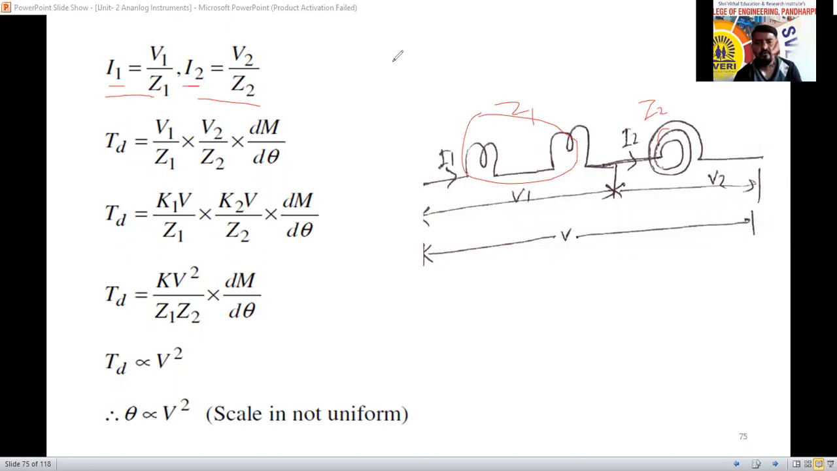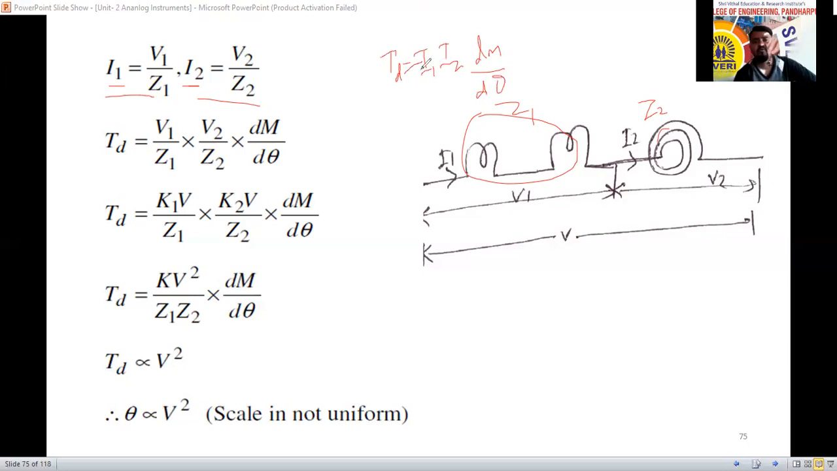TD equals I1 I2 dM by d theta. The formula is there here now.